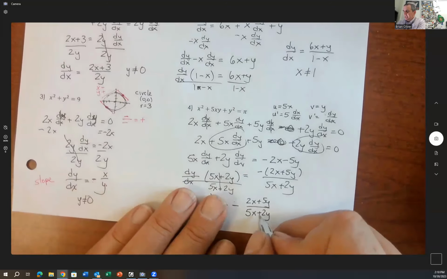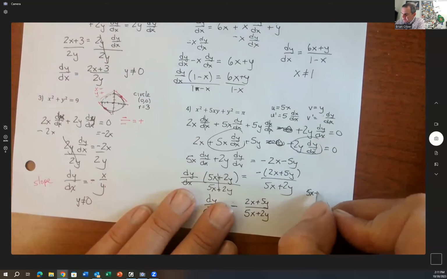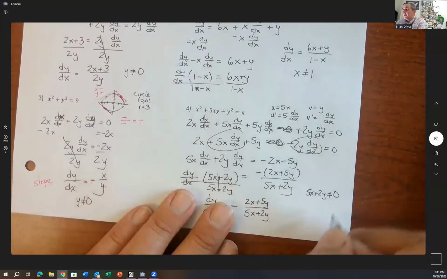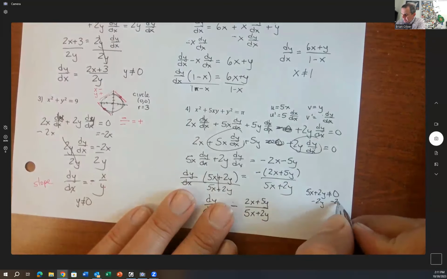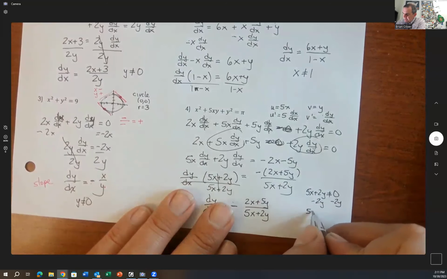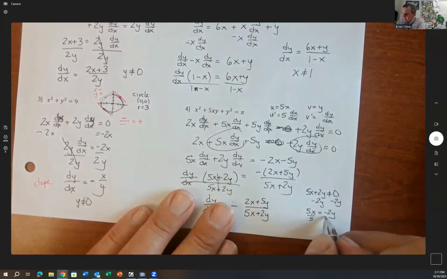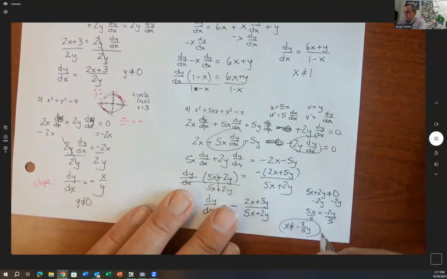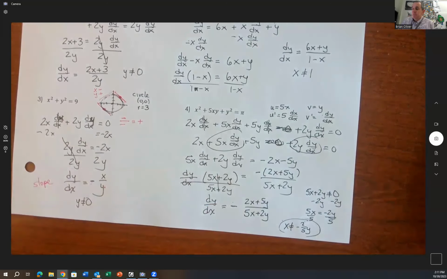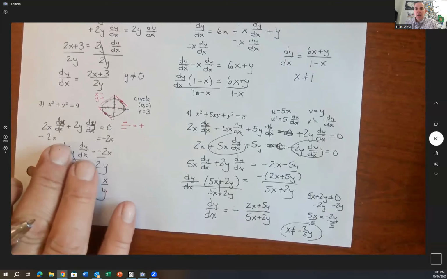What's going to make this denominator not equal to 0 is that these two terms can't be opposites of one another. So 5x plus 2y can't equal 0. I'm going to subtract 2y from both sides and have 5x equals negative 2y. Divide both sides by 5, and x can't equal negative 2/5 of y. That's a restriction, because that would make the denominator 0. So that's implicit differentiation, that's kind of our examples.